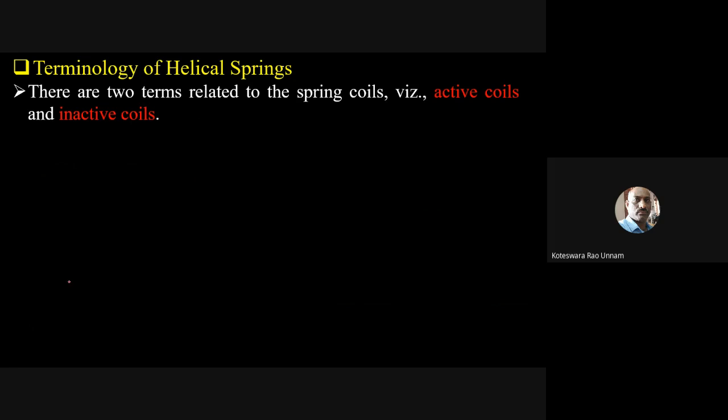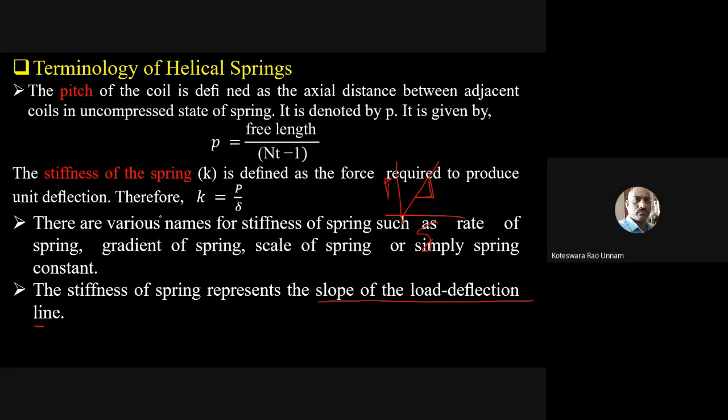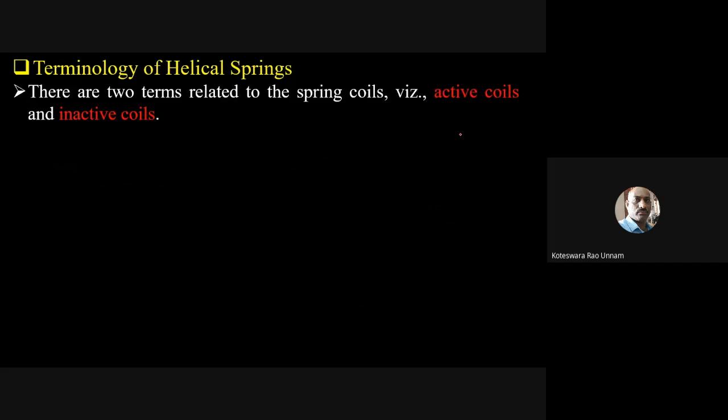Then, okay, so I said earlier, while calculating the pitch of the coil, we have taken NT. NT we are calling as the total number of coils. This total number of coils will constitute two types of coils: active coils plus inactive coils. The total number of coils is the summation of active and inactive coils.